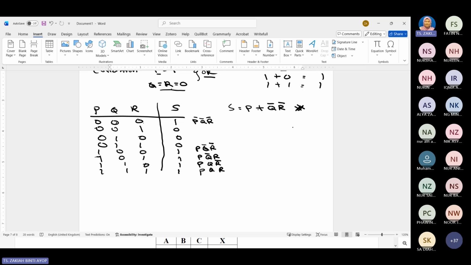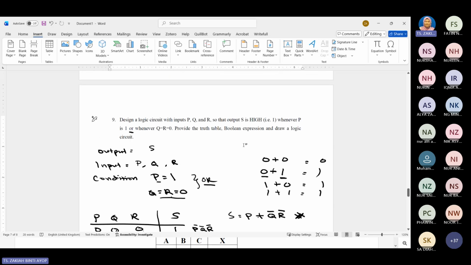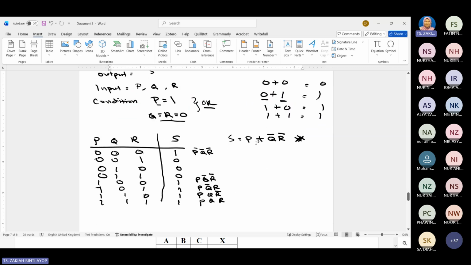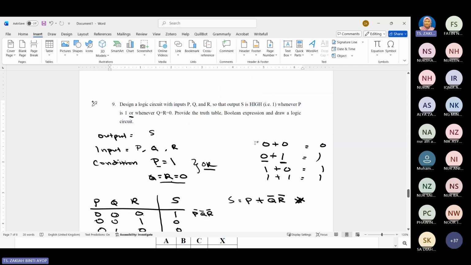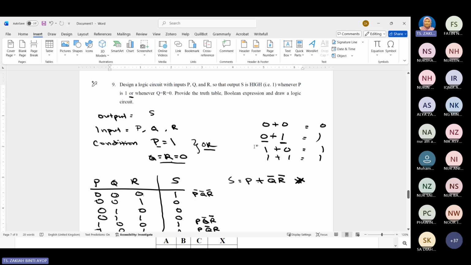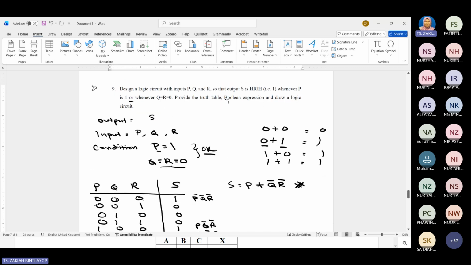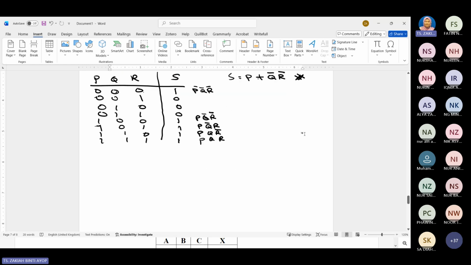If you want to find out the answer like this, the easiest way is to draw using a Karnaugh map. But the question asks to provide the Boolean expression. It doesn't ask whether I can use Boolean law or Karnaugh map. It's just asking to simplify the Boolean expression, represent it, and draw the logic circuit. So in this case, you can use the Karnaugh map.